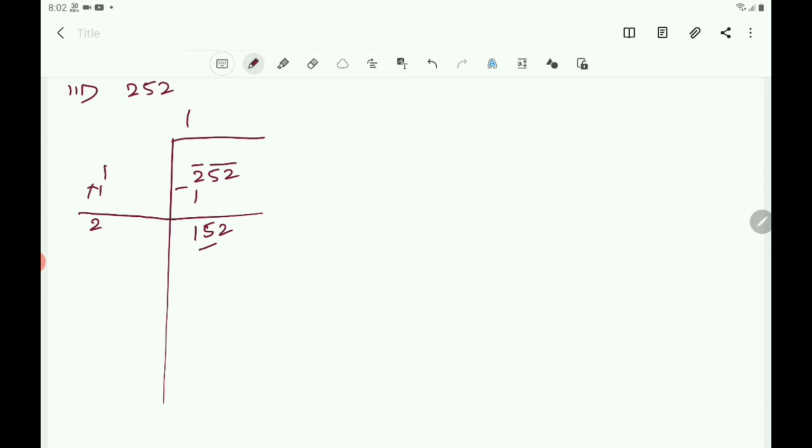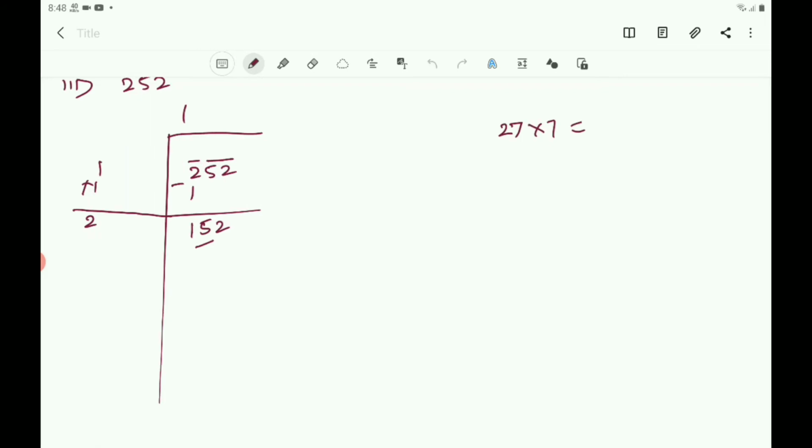So you know that it is 15. So you can take 7. 27 sevens are 27 into 7. 7 sevens are 49. 7 twos are 14 plus 4, 189. It is more than 152. Then you try to take 6. 26 into 6. So it is 6 6s are 36. 6 twos are 12. 12 plus 3, 156. It is also greater than 152.